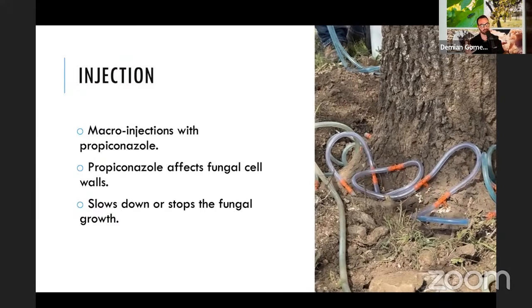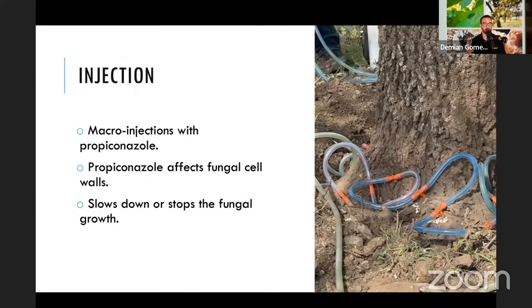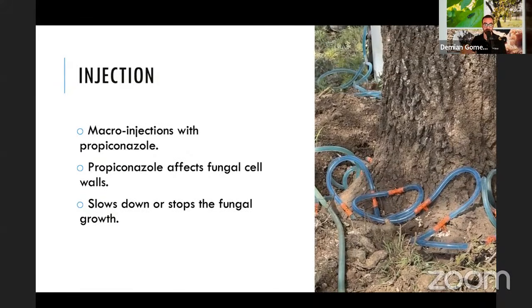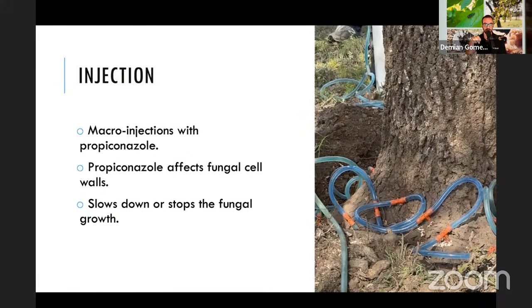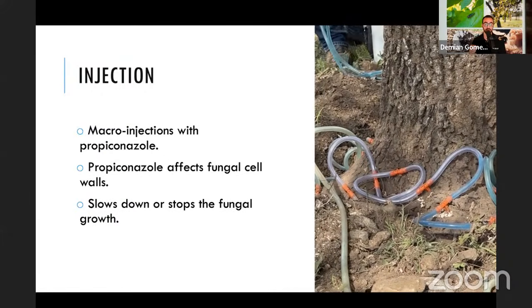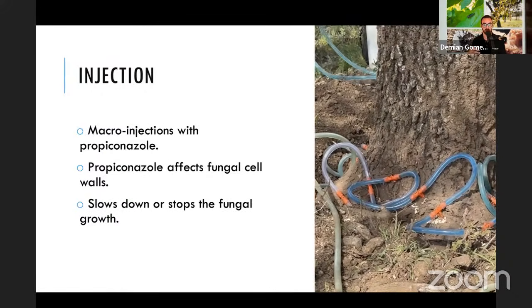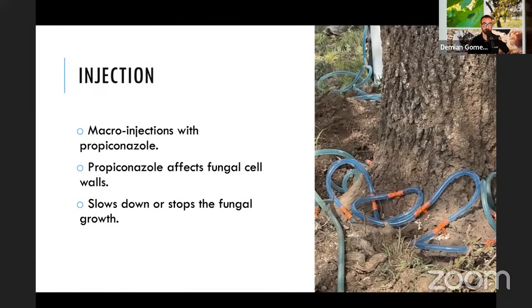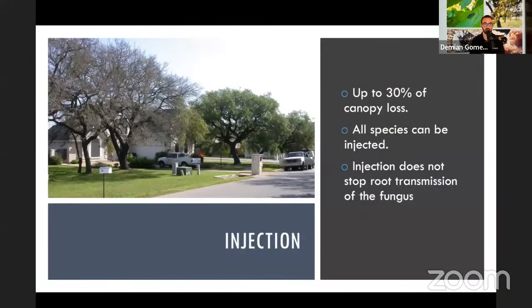And micro injection basically means that you use a high volume and low pressure. You can see that you basically dig a little bit of the root flare, and you drill different holes on the base of the tree, and then you inject this fungicide that is going to be taken up by the tree and spread across the tree.